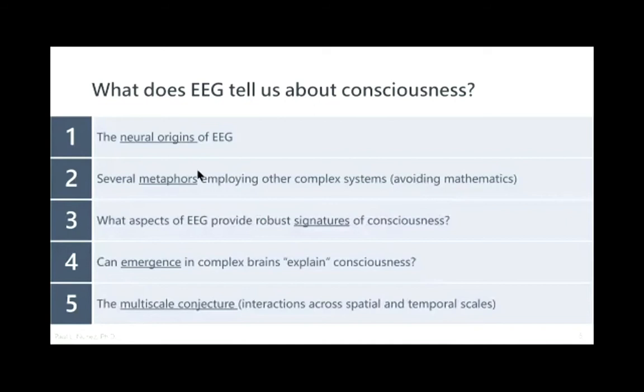Okay, so what does EEG tell us about consciousness? So I've got 5 topics here that I want to touch on, none of which will be looked at in any kind of depth. Number 1 are the neural origins of EEG. Number 2 are several metaphors employing what we know about other kinds of complex systems, thereby avoiding mathematics for this general audience. Number 3, what aspects of EEG provide robust signatures of consciousness? Number 4, can emergence in complex brains explain consciousness? And number 5, the multiscale conjecture, which suggests that interactions across spatial and temporal scales are essential for consciousness to exist.